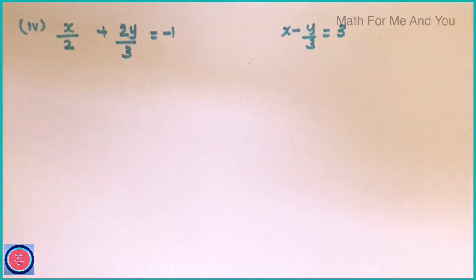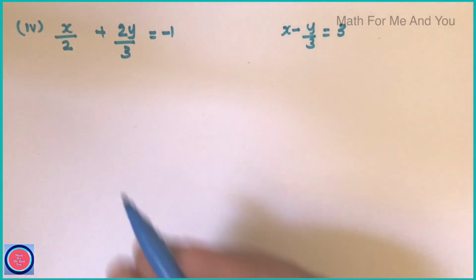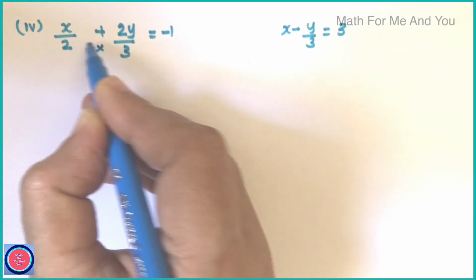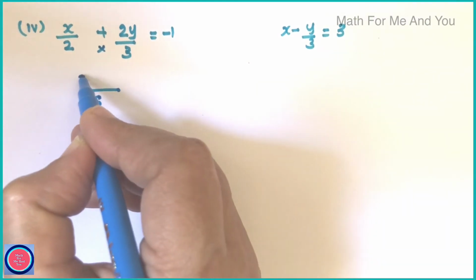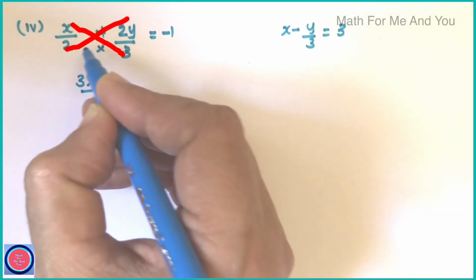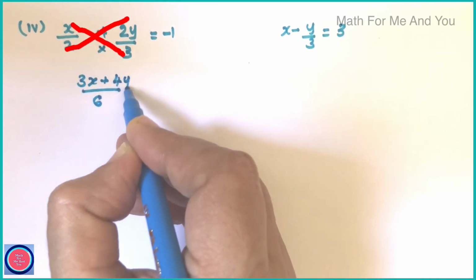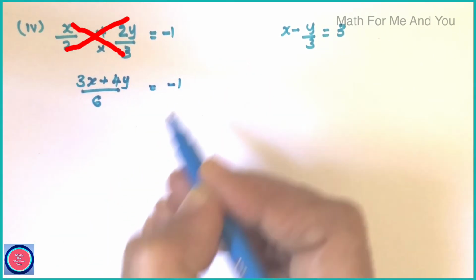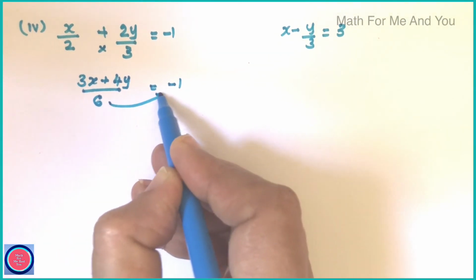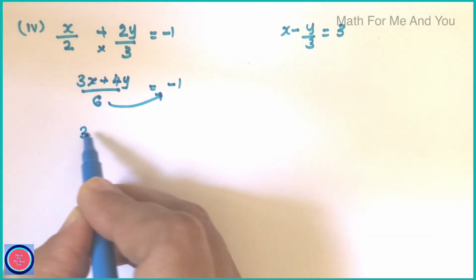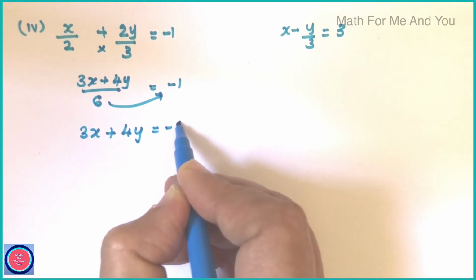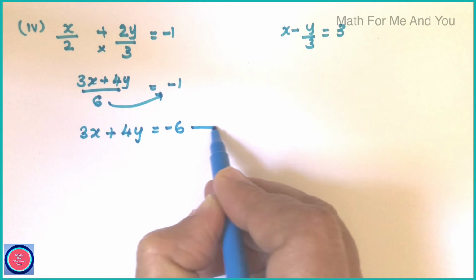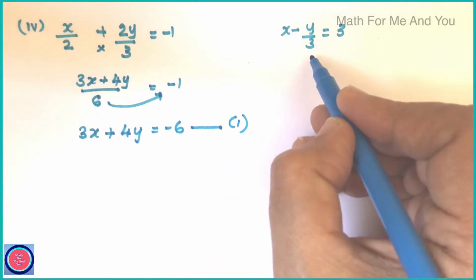Look at these two equations. Are they in standard form? No, they are not. So we can rearrange them and after that solve. For the first equation, we take the denominator 2 times 3, that is 6. Cross multiply to get the numerator. 3 times x, 3x, plus 2 times 2y, 4y. Then the right side is minus 1. 6 and minus 1 we can multiply, or move 6 to the right side. 3x plus 4y equals minus 6. Now this is in standard form. We call this equation number 1.